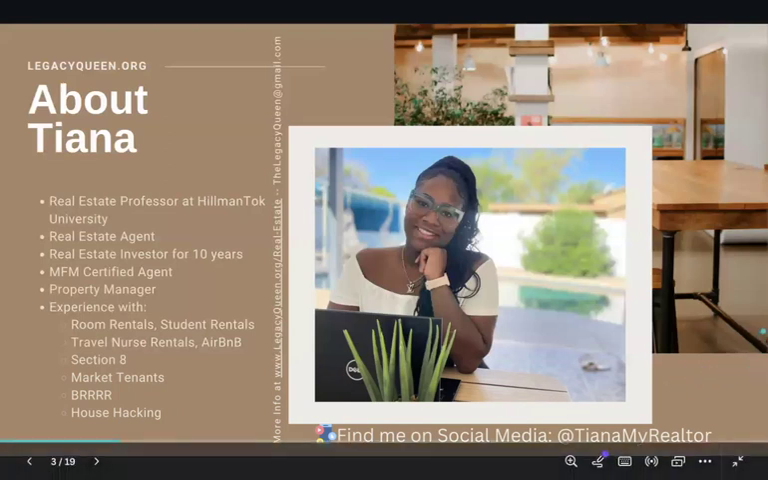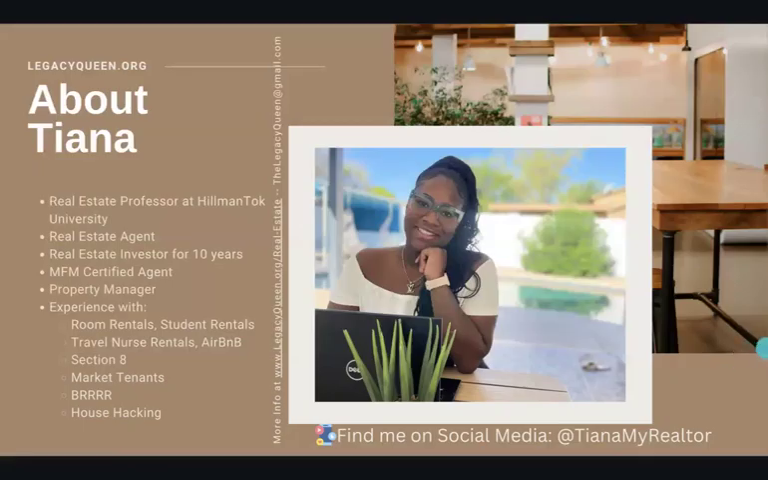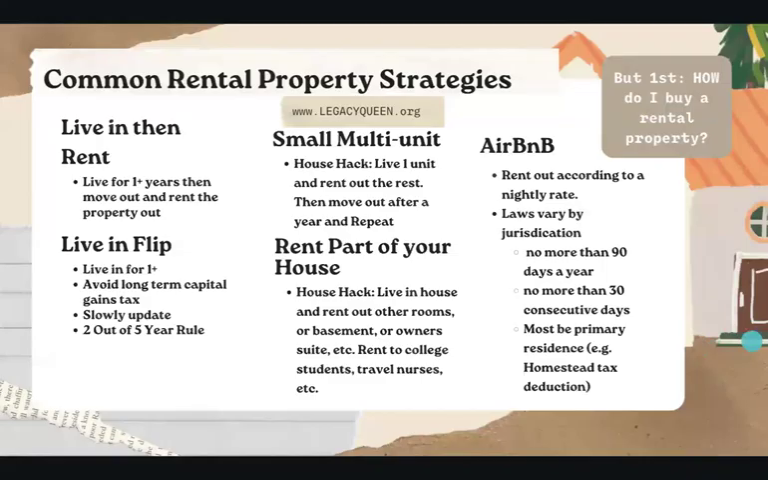I'm also a realtor in the DC and Maryland area, so I help my clients buy their real estate investment properties. And then I'm also a property manager as well, because as you know, when you start buying properties, you're going to have to manage that property unless you plan to hire out. But I prefer to manage my properties.